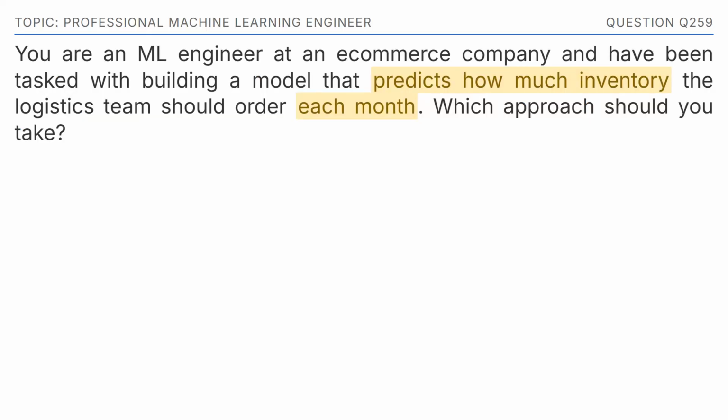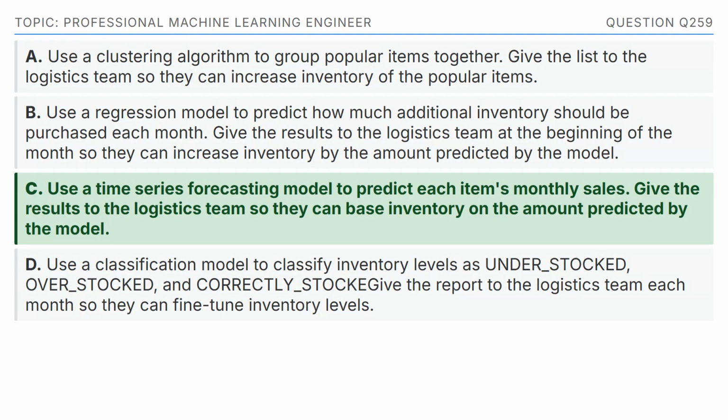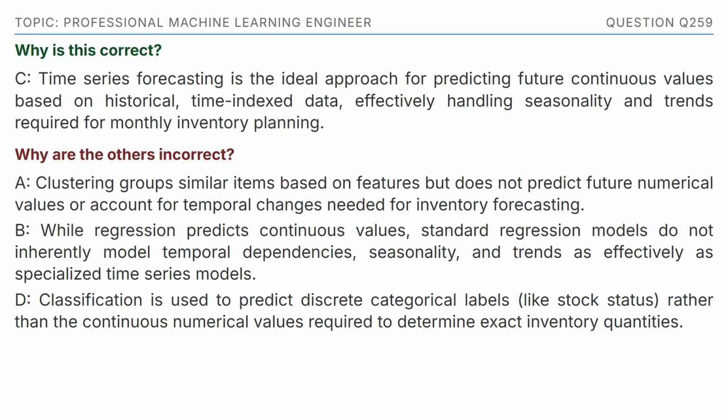To arrive at the correct answer, we focus on the keywords: predicts how much inventory, each month. The correct answer is option C, use a time series forecasting model to predict each item's monthly sales. Give the results to the logistics team so they can base inventory on the amount predicted by the model. Why is this correct? C. Time series forecasting is the ideal approach for predicting future continuous values based on historical, time-indexed data, effectively handling seasonality and trends required for monthly inventory planning.